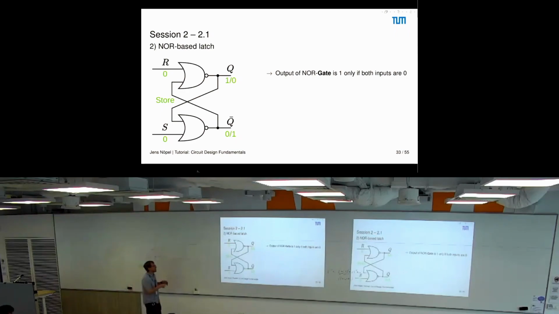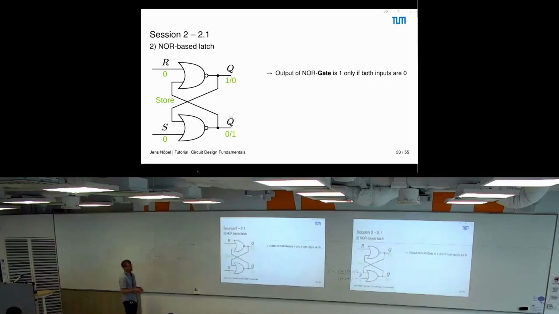And then what you do, you just cross-couple them. This means that one of the outputs is connected to the input of the other inverter, and the output of the other one is again connected to the input of the first one. So now what happens? If you have a 0 on that side, you get a 1 on this side, and if you then have a 1 on that side, you get a 0 here, and then you just store this value, right?